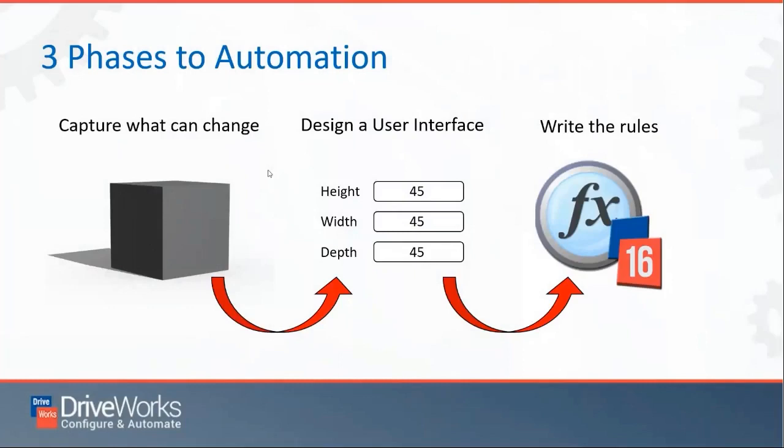Now, writing out the rules is taking phase 1 and phase 2 and basically merging them together. It's kind of like wiring circuitry. You take what you captured, you take how you want the user to interact, and you just wire them together.